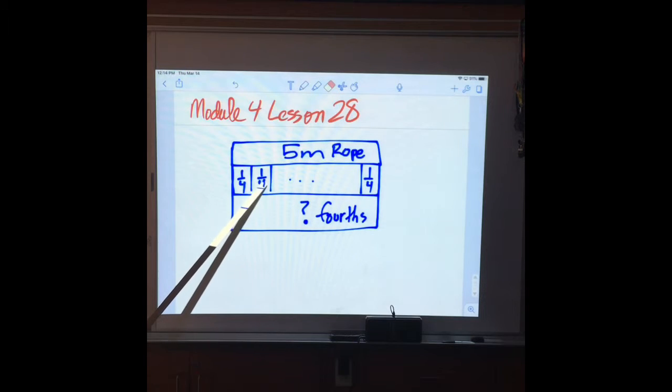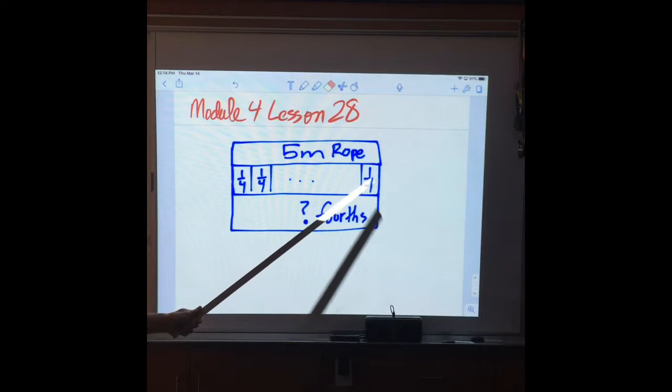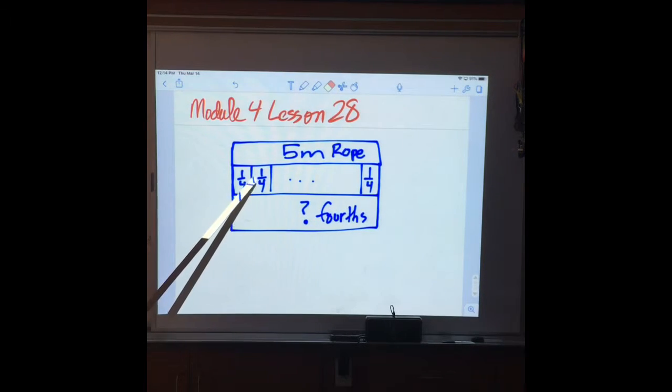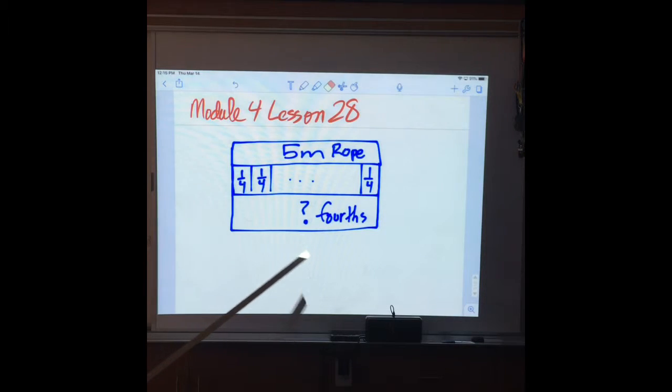It's cut into fourths. There's a whole bunch of them missing here, aren't there? And then we have a fourth down here. So this means these are all cut into fourths. But we're trying to find out what? How many fourths in total, right?